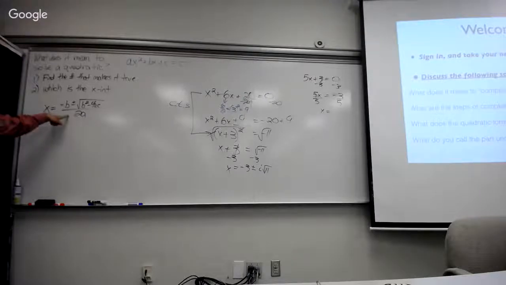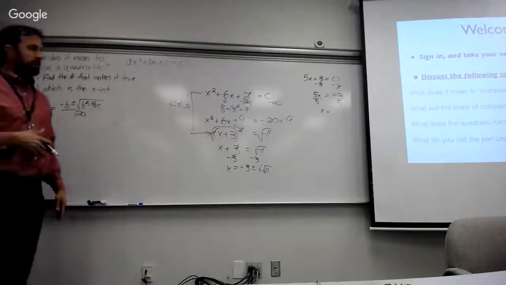What's the other thing it tells you? The number that makes it true. So it's always both. Whenever you find a solution, you're both finding a number that makes the equation true and you're finding an x-intercept. And that's what this formula tells you. It tells you the x-intercepts, which are also the numbers that make it true.